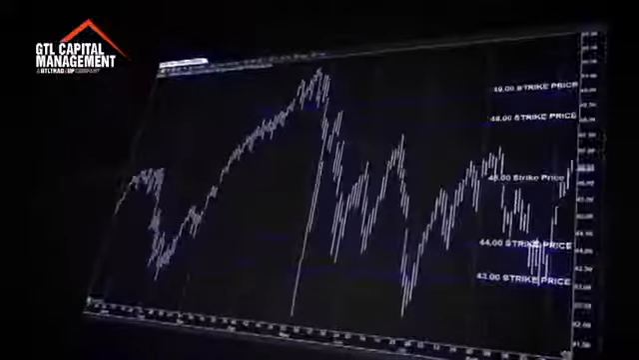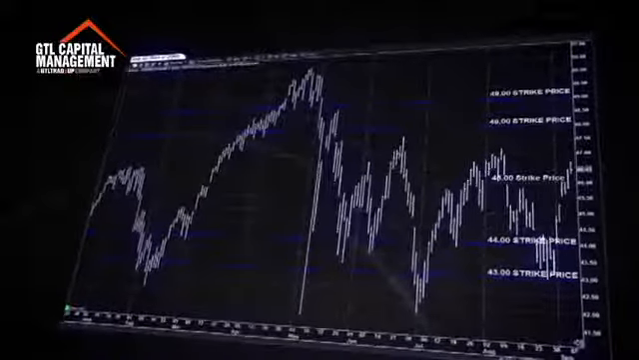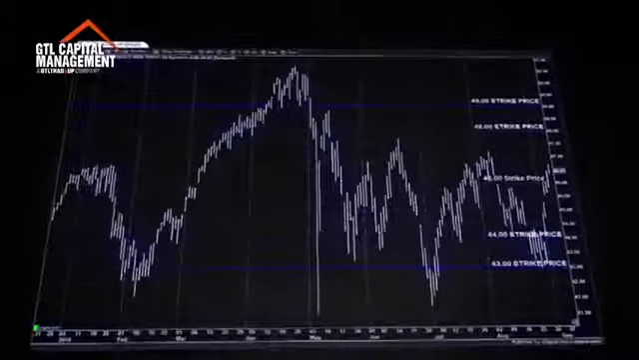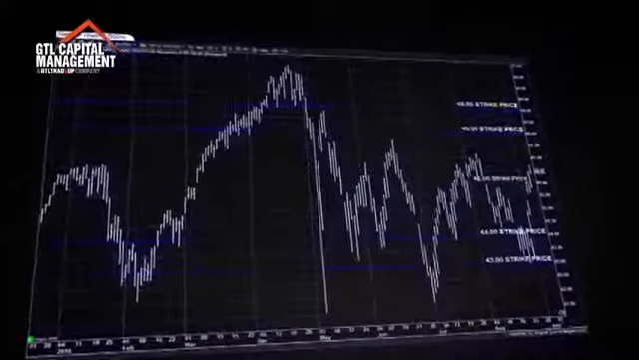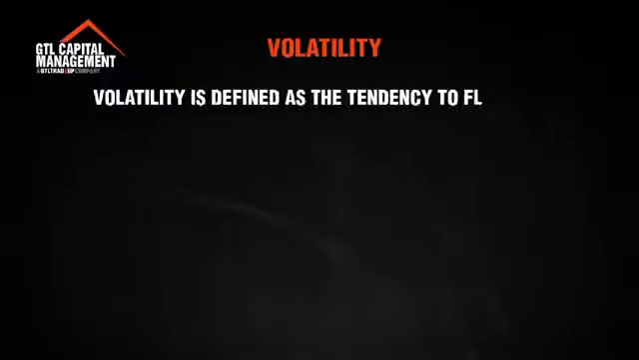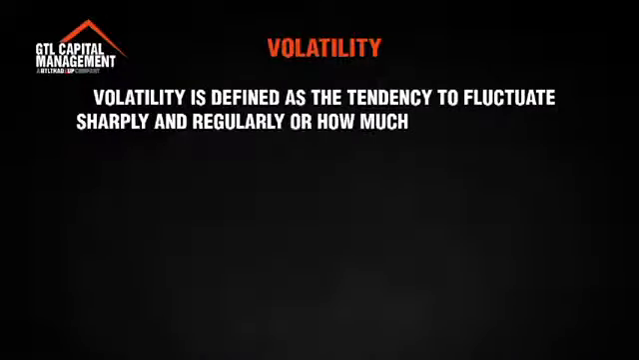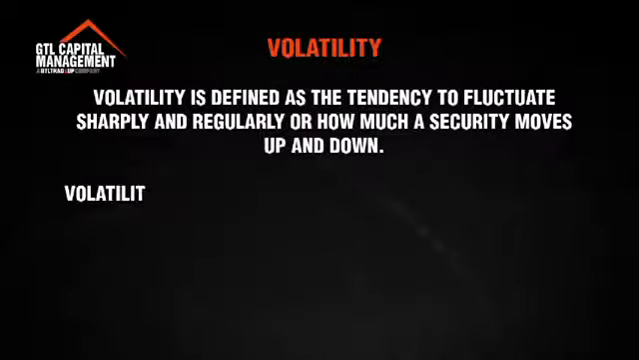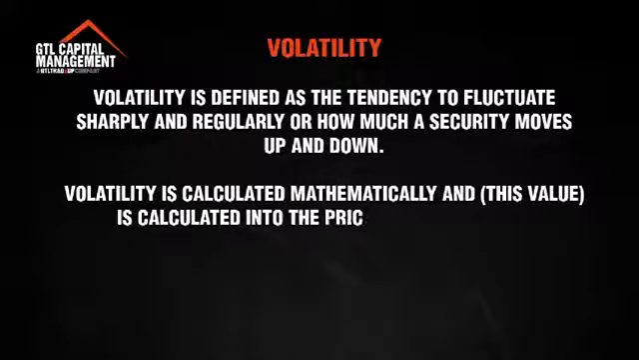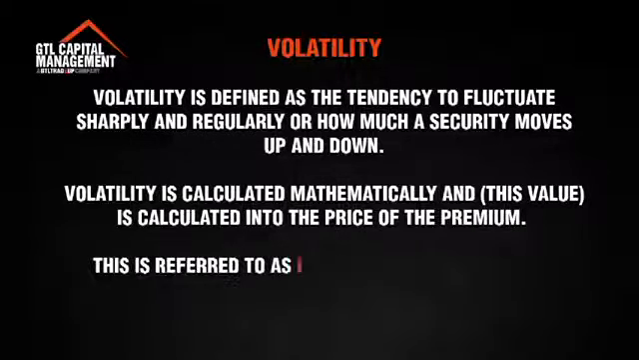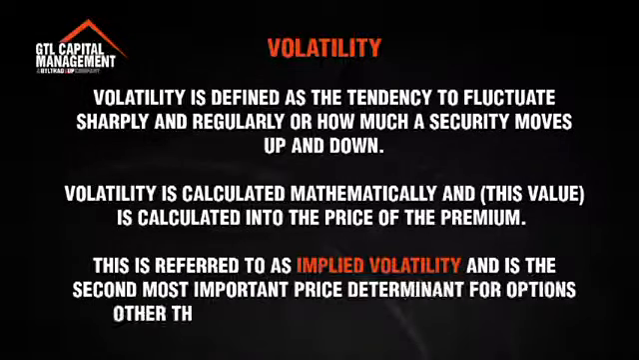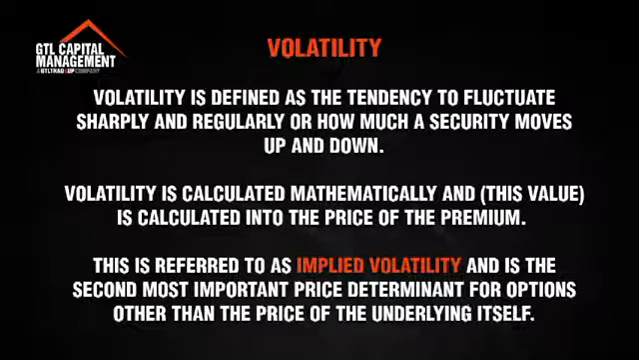Here is how the various strike prices would overlay onto a bar chart of the same contract. The price or premium for each strike level is determined by how far it is away from the underlying market price and how volatile the market is. Volatility is defined as the tendency to fluctuate sharply and regularly, or how much a security moves up and down. Volatility is calculated mathematically, and this value is calculated into the price of the premium. This is referred to as implied volatility and is the second most important price determinant for options other than the price of the underlying security itself.